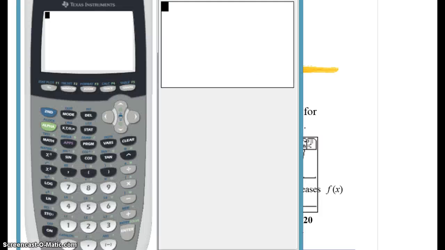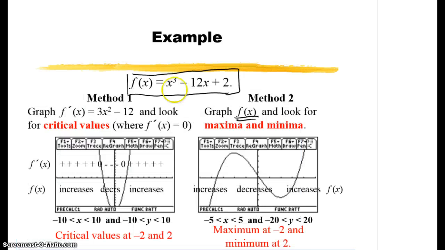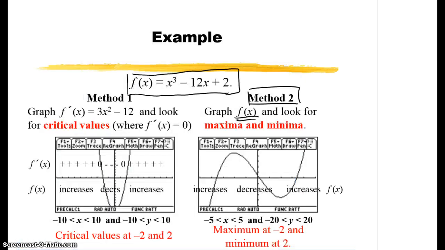Okay, so on my graphing calculator, I'm going to go to y equals. I'm going to get rid of anything else that's there. And the function that we want to graph is x cubed minus 12x plus 2. We're doing method 2 now. We're illustrating how to graph the function and use the max and min commands. So why don't we go ahead and graph this function. x cubed minus 12x plus 2.